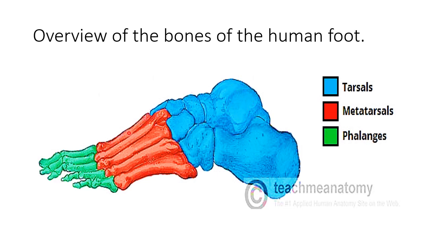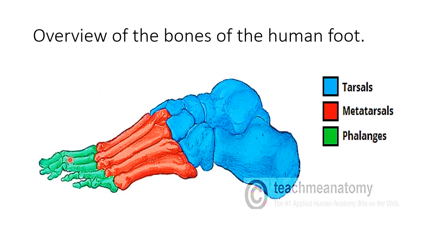Second, we have five metatarsals. They connect the phalanges in green to the tarsals in blue. There are five in number, one for each digit. And then we have the phalanges, the bones of the toes. Each toe has three phalanges, called proximal, intermediate, and distal, except for the big toe. The big toe has only two phalanges.